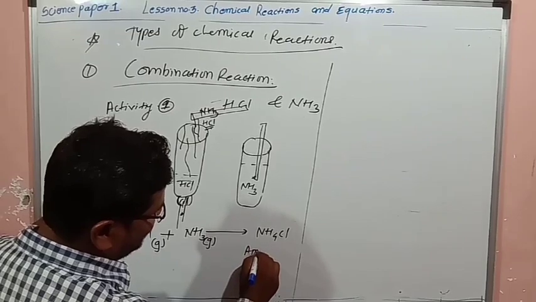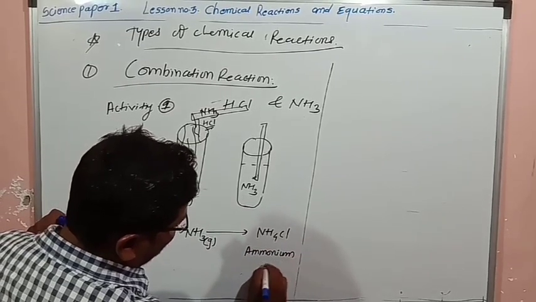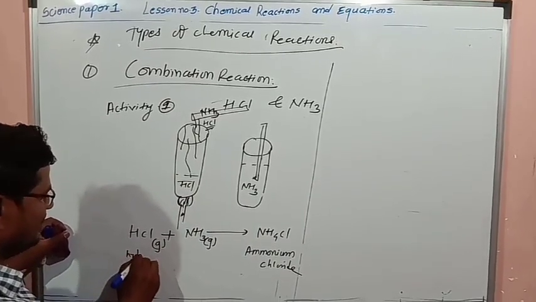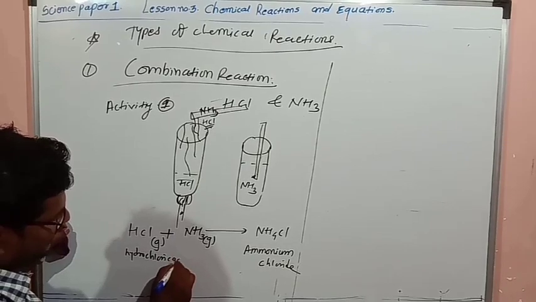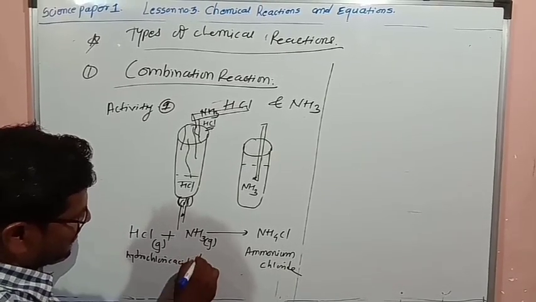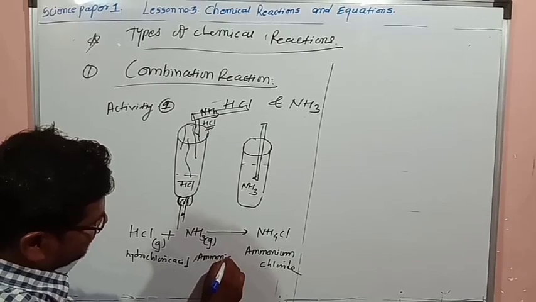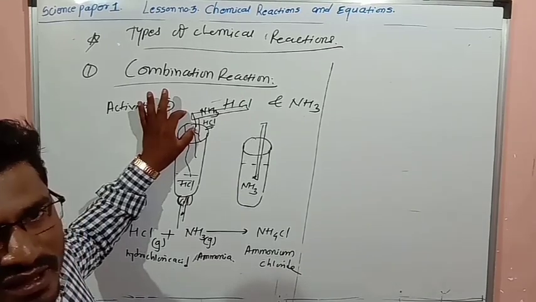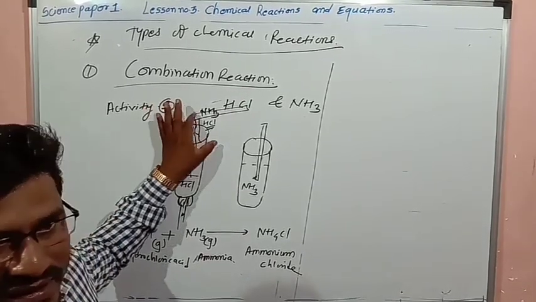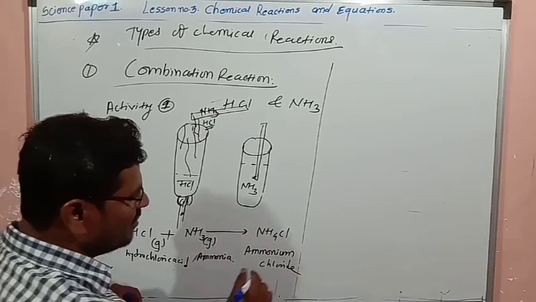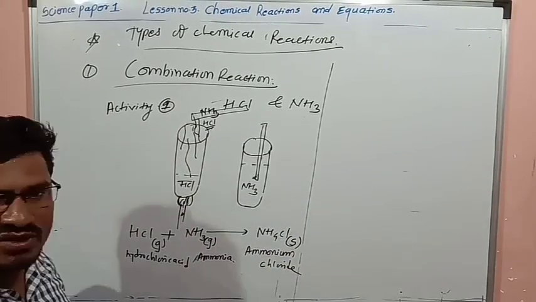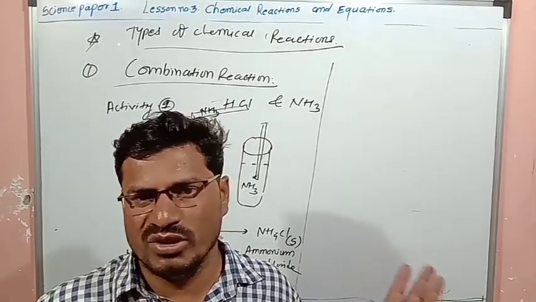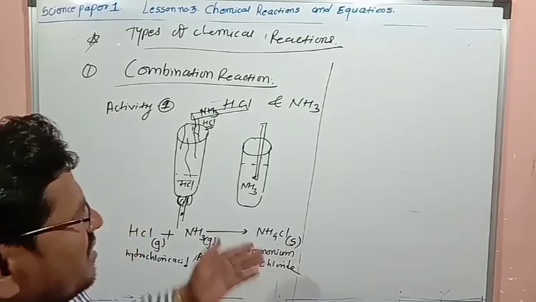NH4Cl. This one is ammonium chloride, this one is hydrochloric acid, and this one is ammonia. So initially the gaseous HCl and NH3 combine and get condensed. After condensation they form a solid mass, solid smoke, and that will be ammonium chloride. So that is the first activity.